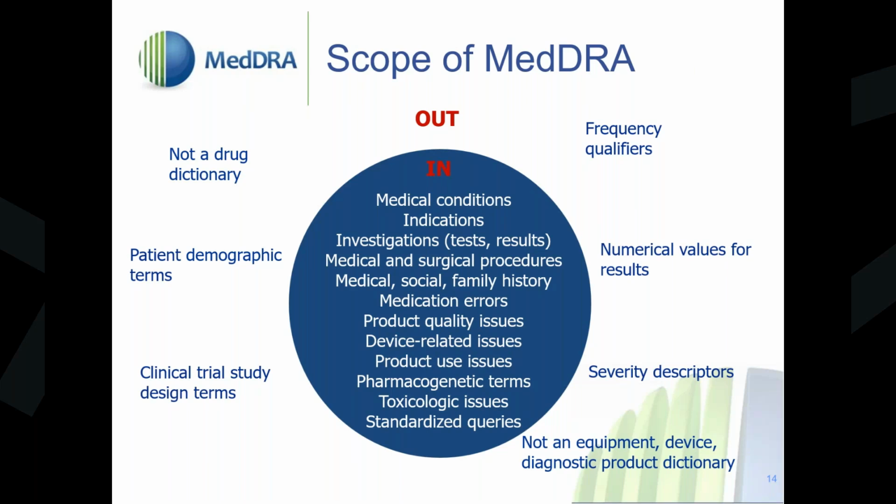And some folks may wonder why social history is included when it's not typically medical terms, but they do fall within the medical scope because they're relevant to evaluate risk factors, like if you think of foreign travel or substance use, tobacco use. These are all risk factors. So they are within the scope of MedDRA.